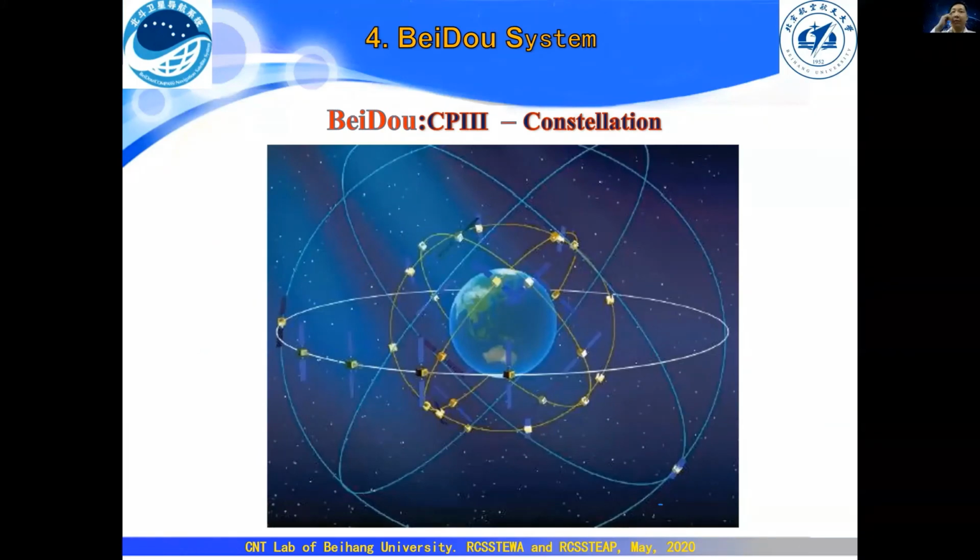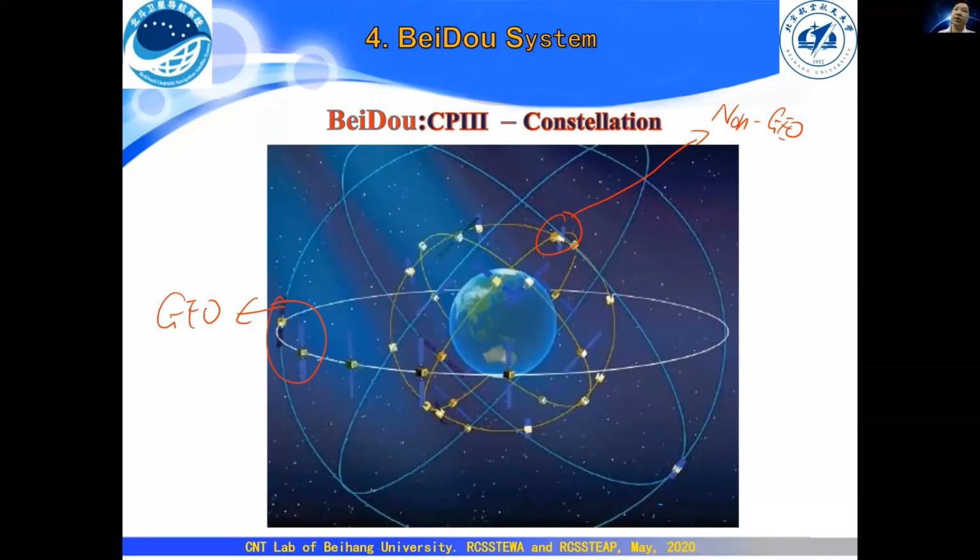So after deployment, the Beidou 3 constellation should look like this. This is also GEO satellites, and there were some inclinations and others. This is for the non-GEO satellites for global coverage.